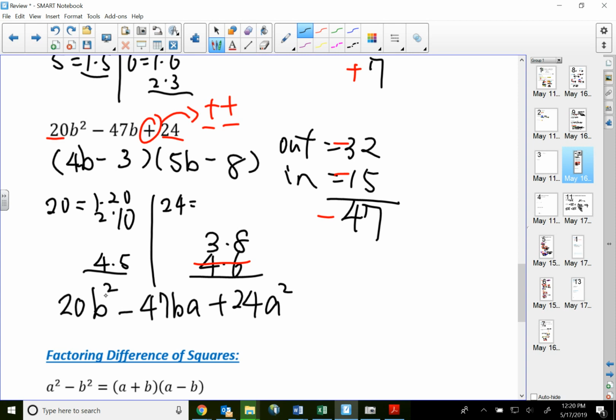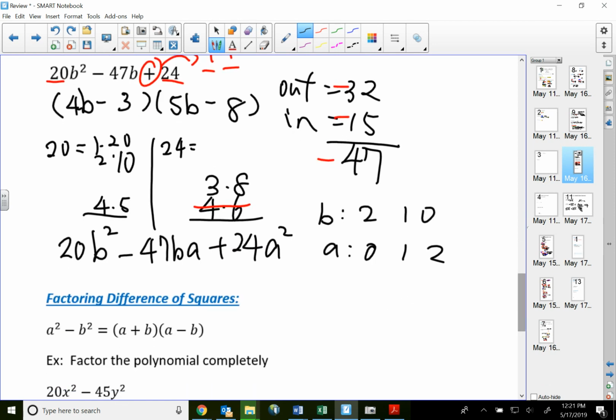Because if you focus on the b, it has a 2 power, 1 power, and no power for the b. All right, the variable a has no a, a to the first, a to the second. So the exponent for the b is written in descending order, and the exponent for the a is written in ascending order. So either direction, 2-1-0 or 0-1-2 power, is considered a trinomial.